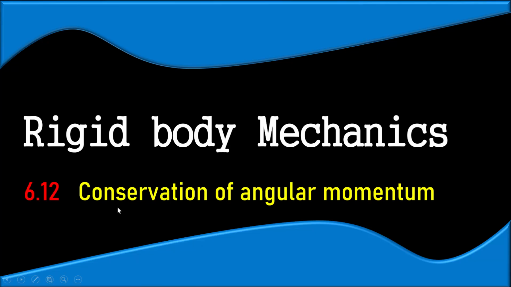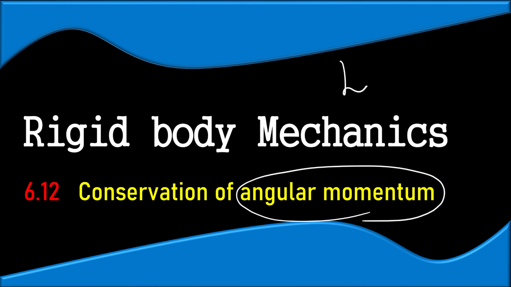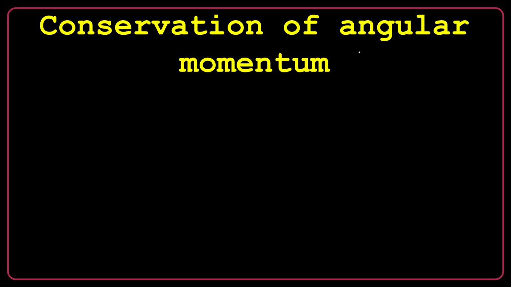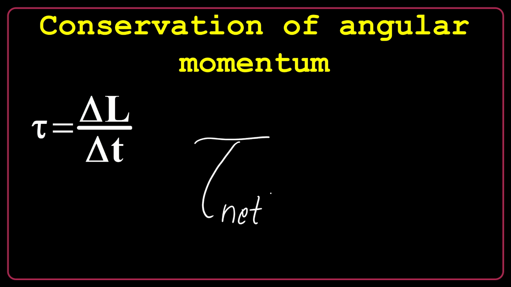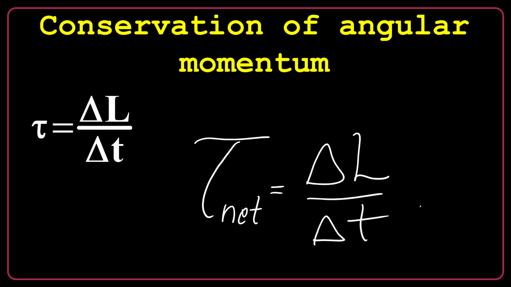Now let's continue with conservation of angular momentum. So far we learned that angular momentum of a system is the product of its moment of inertia and omega, the angular velocity. Now we have Newton's second law in rotational motion. Net torque acting on a system is the rate of change of angular momentum, delta L over delta T.